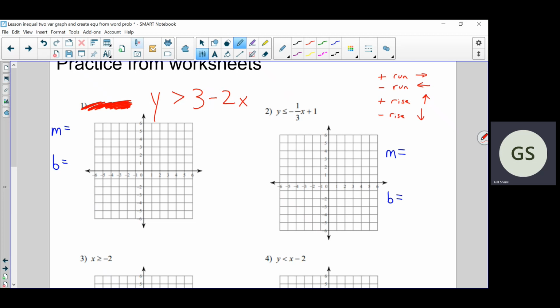You need to write the slope and the y-intercept. This is not, that's not, oh, you just plotted 3 and -2, or -2 and 3 of them. That's not how you do that.